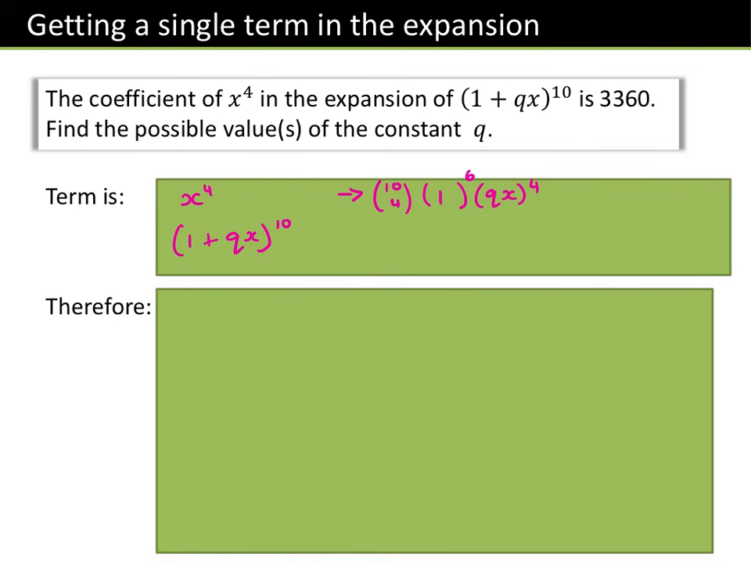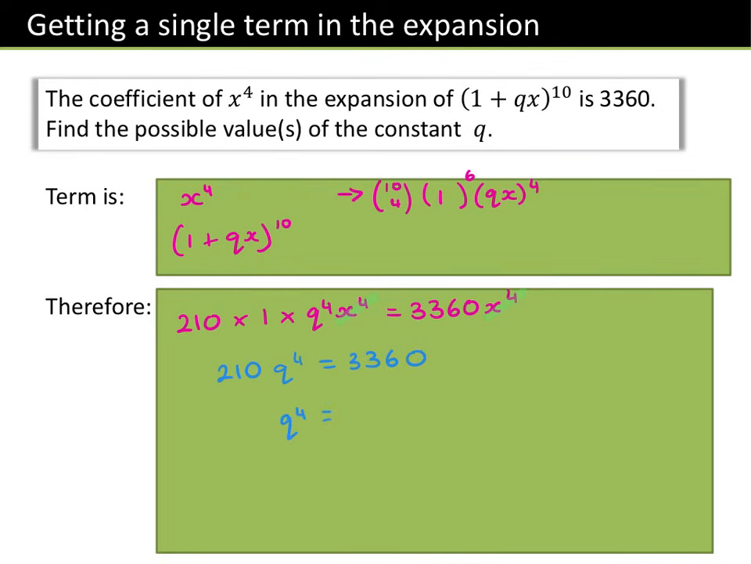So 10 choose 4 is 210, multiplied by 1 to the power of 6, which is 1, multiplied by (qx) to the power of 4, which is q to the power of 4, x to the power of 4. This gives us 3,360 x to the power of 4. We don't actually have to write our x to the power of 4 because we're just dealing with the coefficients, and they both have this. So we have 210 q to the power of 4 equals 3,360.